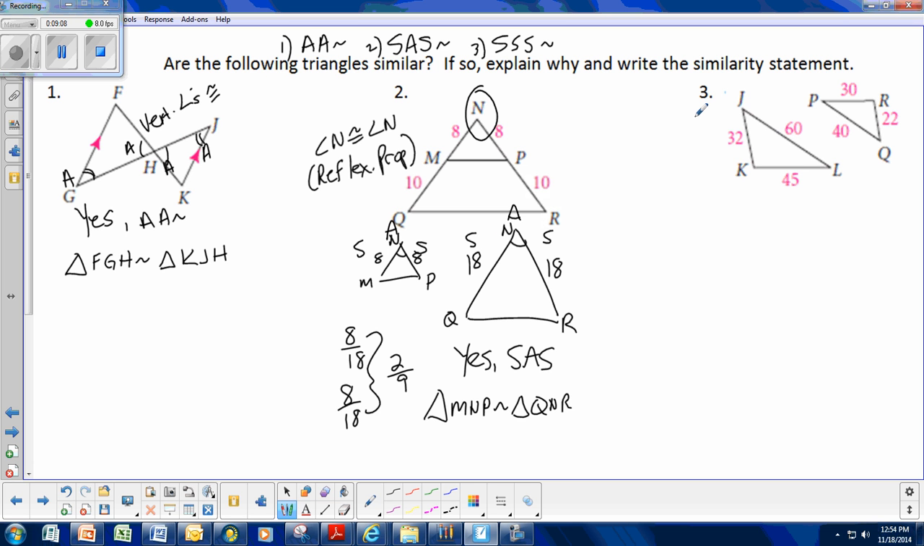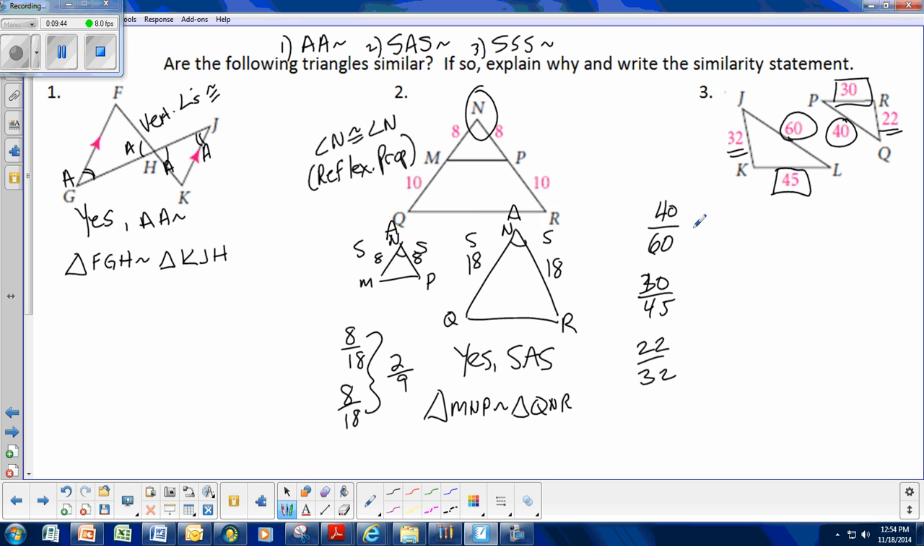All right. Next we have this example over here. Now all three sides are labeled, so I'm leaning towards side, side, side. But what I have to do is check and see if these sides reduce down to the same fraction. So let's start with 40 from the small, and that would match 60 from the big. All right. Let's go to 30 and 45. Those match. So 30 and 45. And then we have 22 and 32.